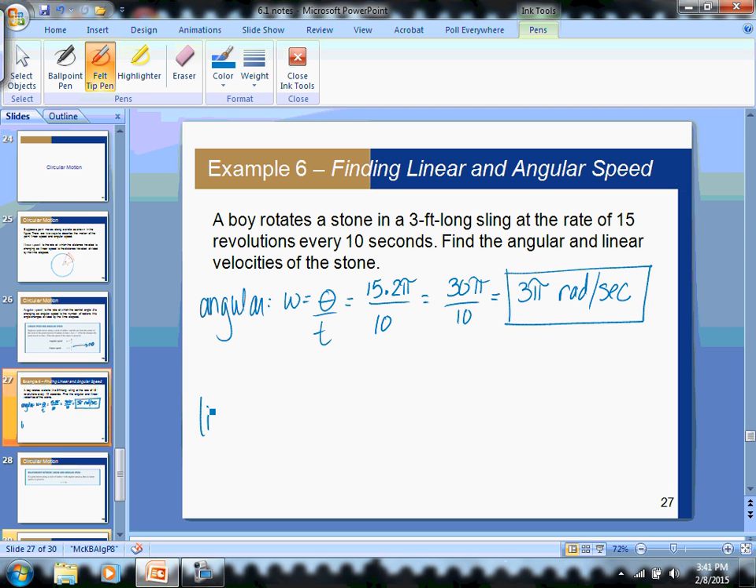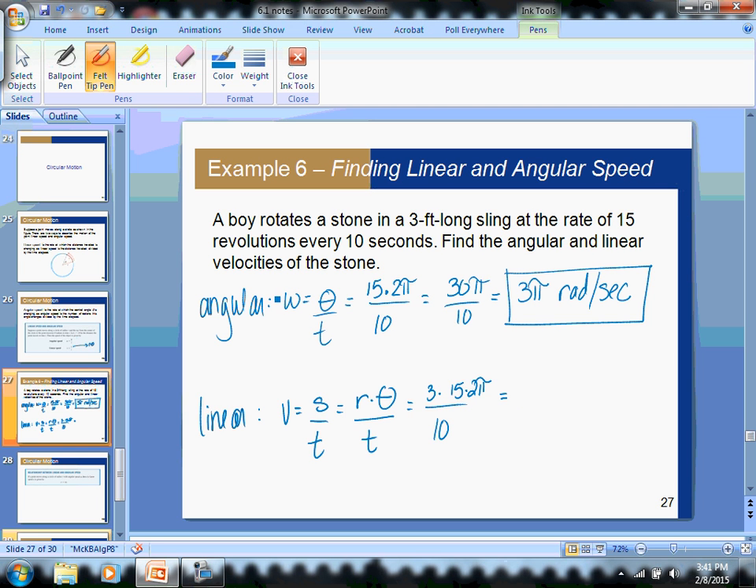And then the linear speed is going to use our other equation, v equals s over t. Now remember, s is really our radius times the angle. Okay, that's our arc length. S is our arc length. So now our time is still going to be 10 seconds. And our theta that we found before is still going to be the 15 times the 2 pi. So the only difference is we're multiplying our radius in there now as well.